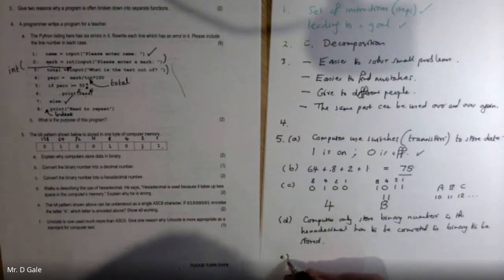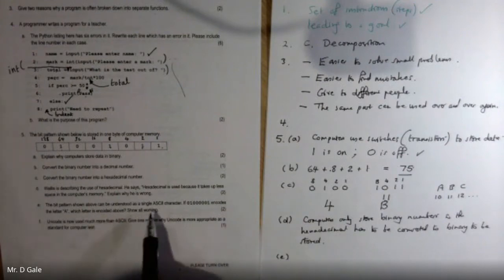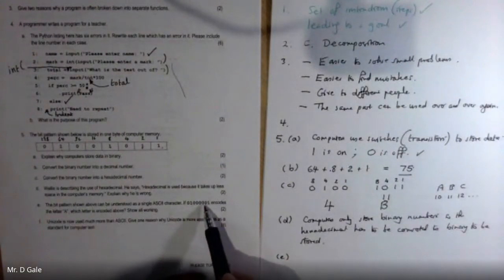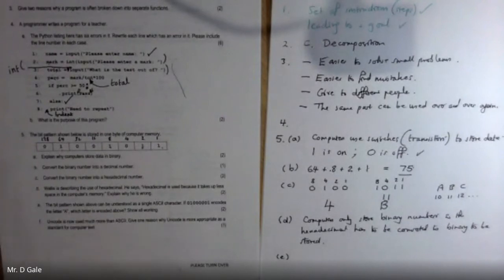E. The bit pattern above can be understood as a single ASCII character. If 01000001 encodes the letter A, which letter is encoded above? Show your working. Well, let's look at this. 1000001 equals A. And that, if you look at it, that's a 64 and a 1. So that is 65. So A is 65.